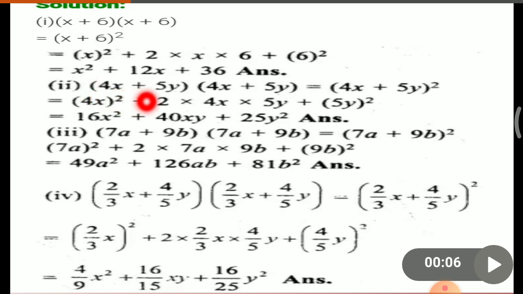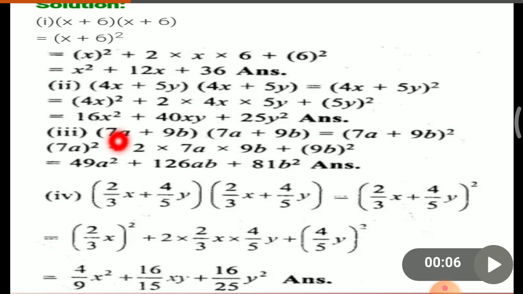Next question is 4x plus 5y and in another bracket 4x plus 5y. You solve by the previous way, which means you write it as 4x plus 5y whole square. Okay, and you solve it. If a is equal to 4x and b is equal to 5y, then a square means 4x whole square, plus 2 multiplied by a means 4x multiplied by b means 5y, plus b square means 5y whole square. Okay, 4 4s are 16x square plus 2 4s are 8, 8 5s are 40xy, and plus 5 5s are 25y square. Okay guys, all of you understand?